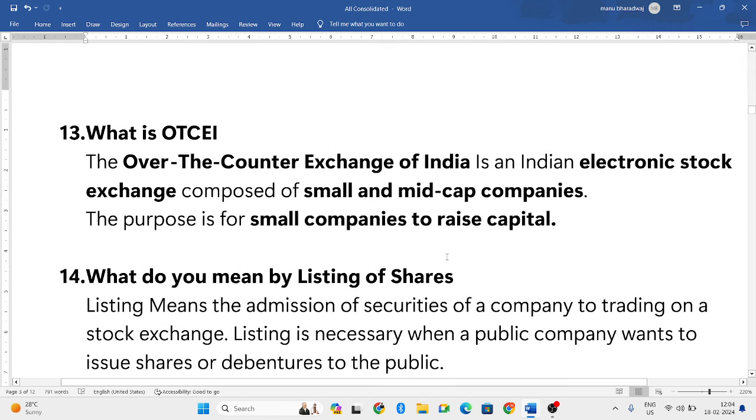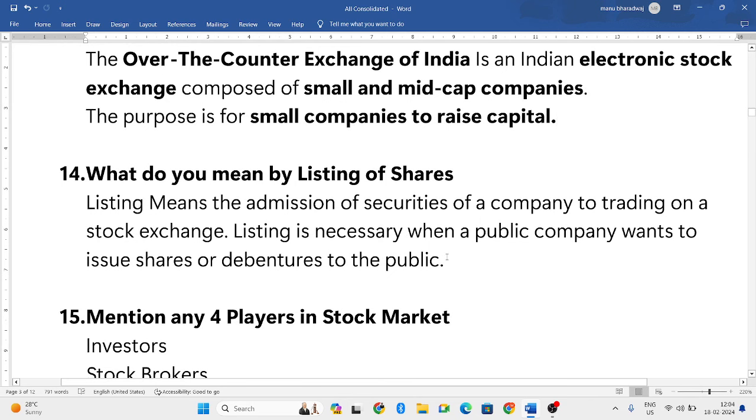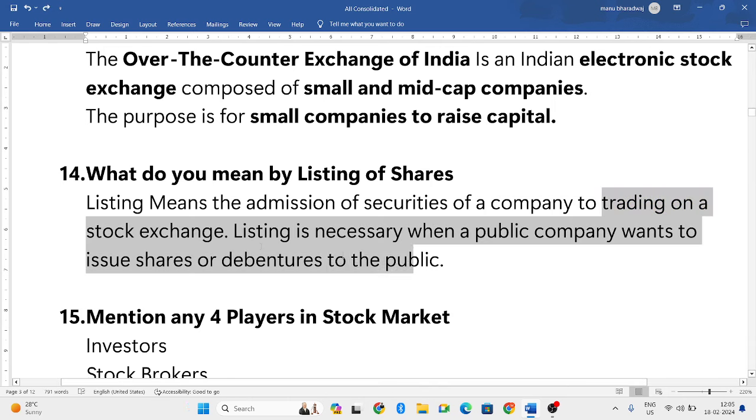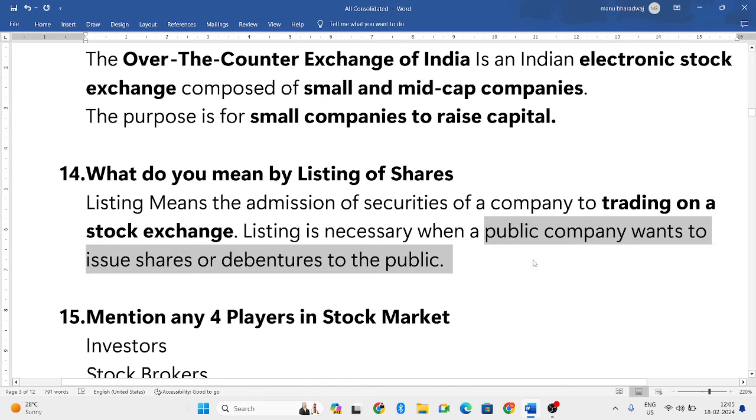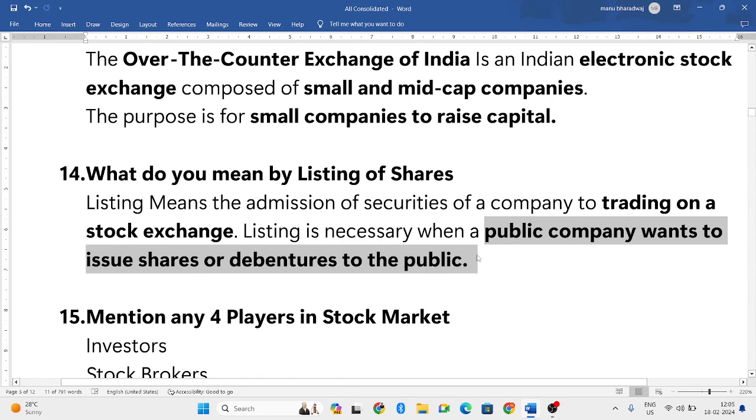Next, what do you mean by listing of shares? Means registering your shares in the stock exchange. So, registering or entering, making your shares enter the stock exchange so that the trading happens is known as listing of shares. Listing is necessary when a public company wants to issue its shares or debentures to public, then it has to compulsorily list its shares in the stock exchange.